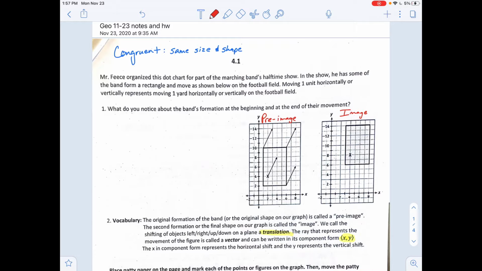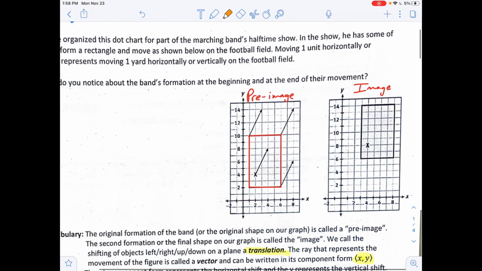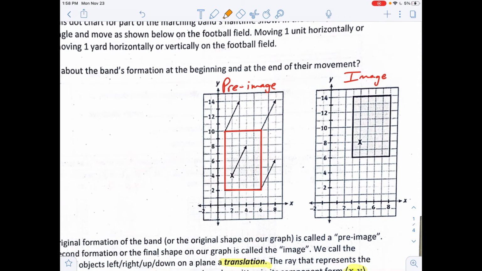And here's an example of this. This is like a marching band dot chart. So if you're in the marching band, you get this chart, and it has the original formation, and then you would flip the page and you would see the next formation. We never had those little vectors or arrows on there, but you would see your formation, and then you would flip the page and see the next formation.